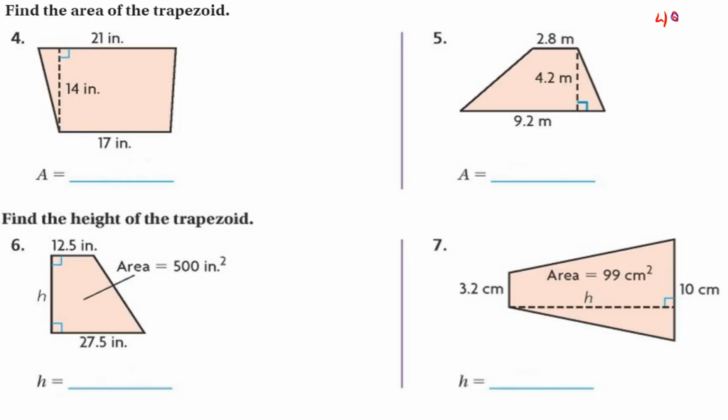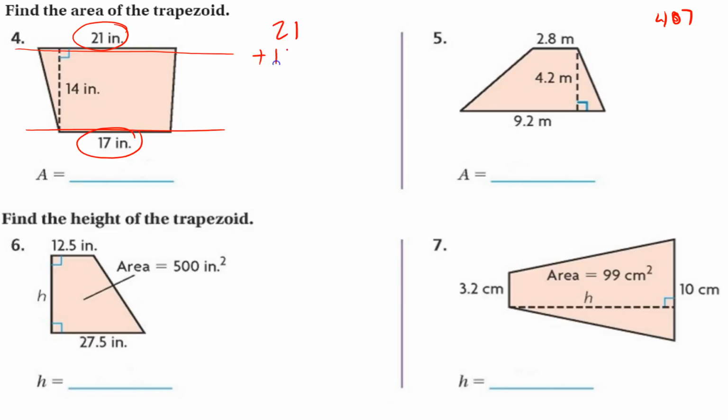Okay, now I'm on the bottom of page 407. And let's go over some more examples. All right, so again, I want to add the two bases. So 17 and 21, those are the parallel lines. That's how I know they're the bases.